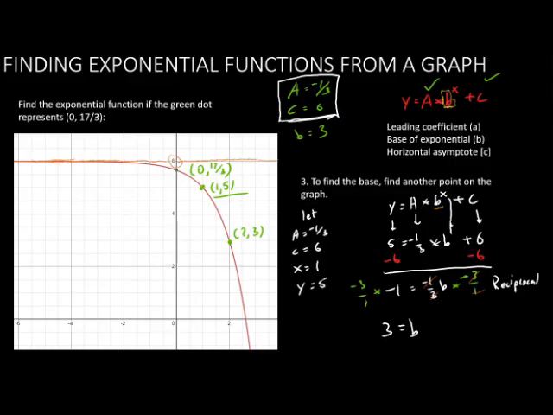Therefore, now that we have all three letters, we may write our new equation. Our new equation will be y equals a, which is negative 1/3, times b, which is 3, raised to the x, plus c, which is 6. This will be our exponential function that goes with this graph. Therefore, to find an exponential function, we need the horizontal asymptote, we need the y-intercept, and we need another point on the graph. Then we can place that in the exponential function general form to solve for each of the three unknown letters.